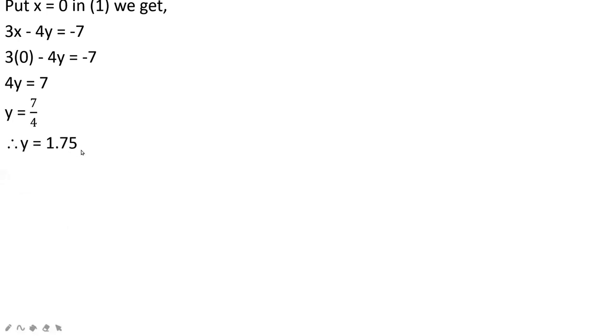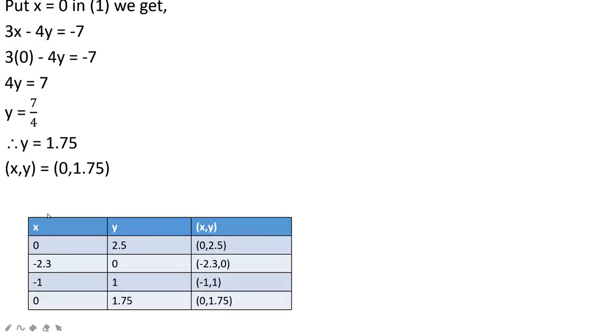Okay. So we will move ahead and this is our last value for the first equation. So we will substitute x as 0. So 3 into 0 minus 4y is minus 7. So 4y is 7. Minus minus will get cancelled. So y is 7 by 4. So we get y as 1.75. So x comma y is 0 comma 1.75. Again we are getting fractions. So the four values for x comma y we got are 0 comma 2.5, minus 2.3 comma 0, minus 1 comma 1, and 0 comma 1.75.